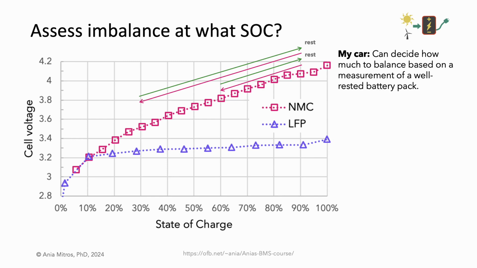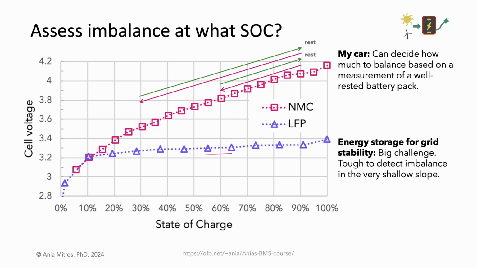Since the slope of the voltage versus SOC curve is moderately steep for the NCA cells or NMC cells in my car, where on the curve we take the measurement is not very consequential. Recall that a given measurement error, say 5 millivolts, will have a larger impact on the SOC estimate when the slope is flat than when the slope is steep. An energy storage battery used for grid stability, on the other hand, is intentionally operated around 50%.